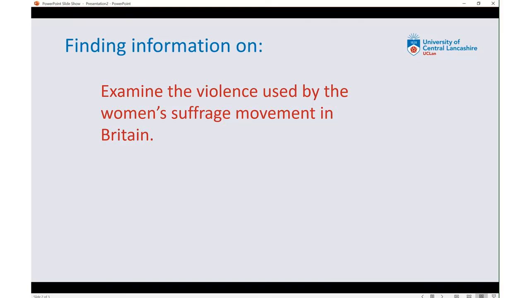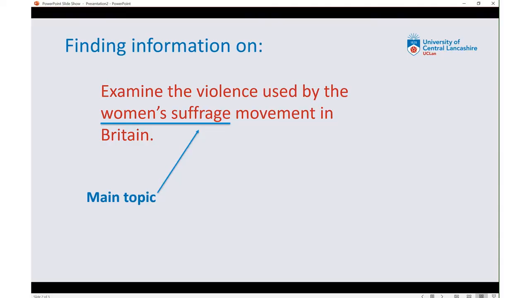To be able to find useful books and ebooks on this topic area, at first you need to decide on the main topic of the question. In this case, it is the women's suffrage movement. We've also been given a little bit of extra information, and we know that we just need to look for things that are based in the UK or Britain.